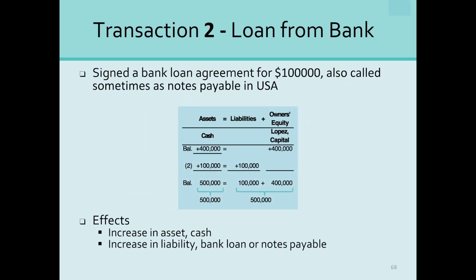Signed a bank loan agreement for 1 lakh. In the US, a bank loan is called notes payable. This is US terminology. So you can call it bank loan, as simple as that, right? So what happened? We have signed a bank loan agreement. So the bank has given us cash or put money in our bank account. So cash is up. Cash is up by how much? 1 lakh.